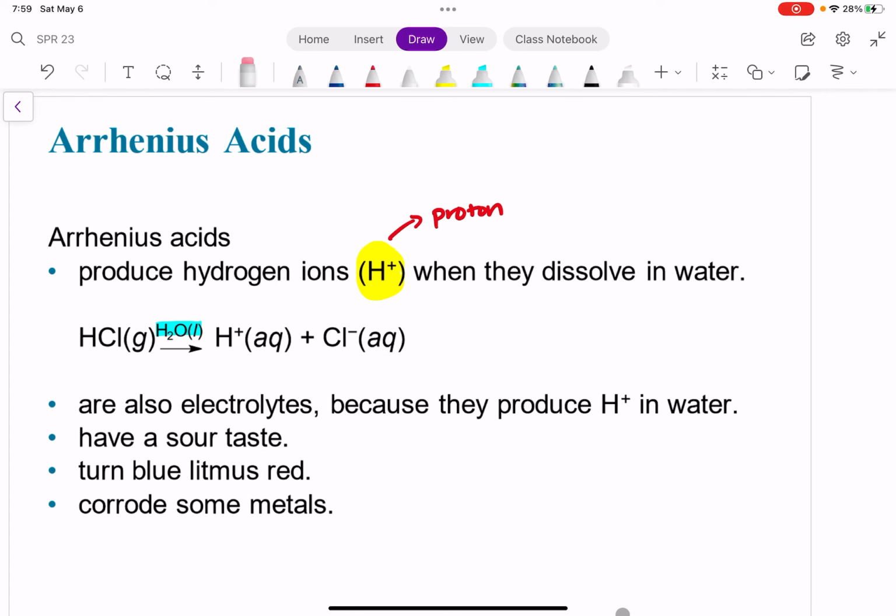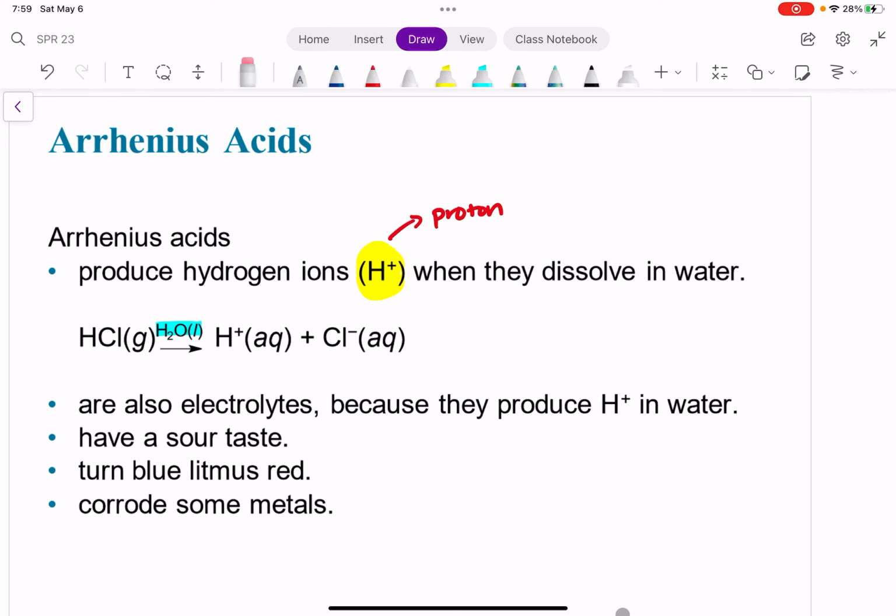Arrhenius acids are electrolytes because they produce H+ in water. They have a sour taste. They turn blue litmus paper red. We'll work with litmus paper in the future. And they corrode some metals. Acids are often corrosive, right? We've noticed that in our safety data sheets for HCl, hydrochloric acid, before.